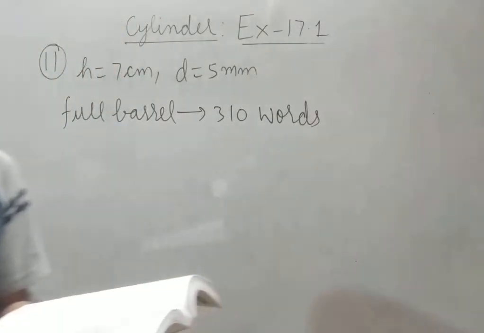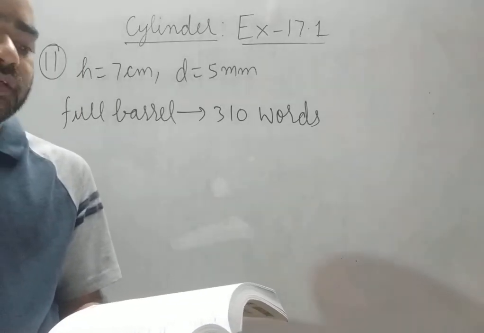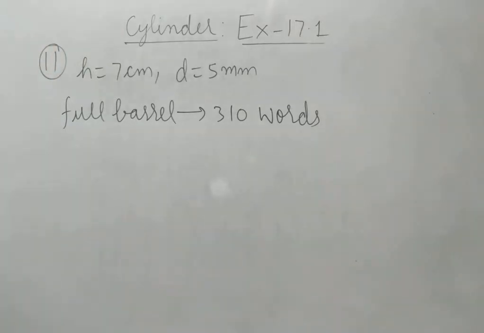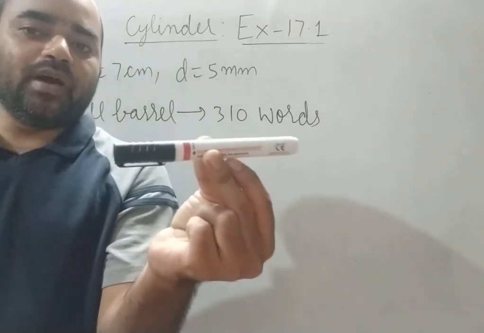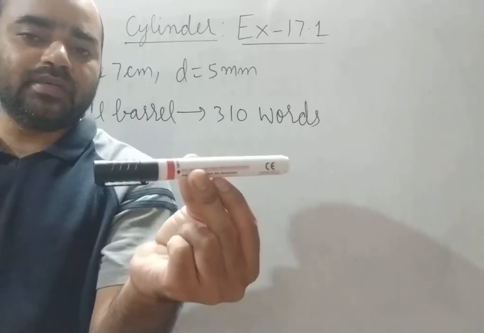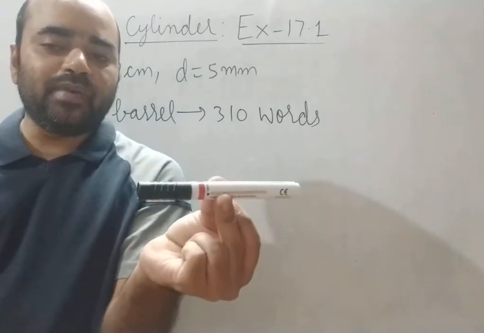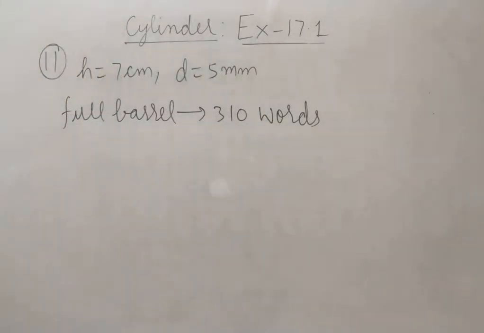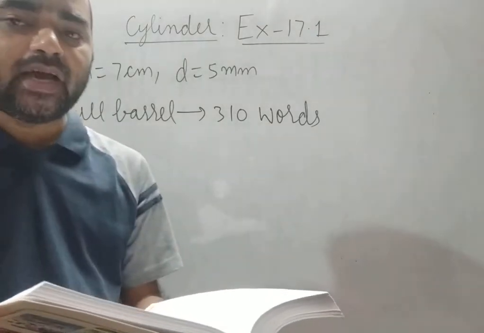Next question, question number 11. The barrel of a fountain pen cylindrical in shape is 7 centimeter long. Again, 7 centimeter long means, suppose this is the fountain pen. So barrel is 7 centimeter long. It means 7 centimeter is the height. Correct? When pen is in horizontal position, length will be equal to its height. Next one is, and 5 millimeter in diameter.